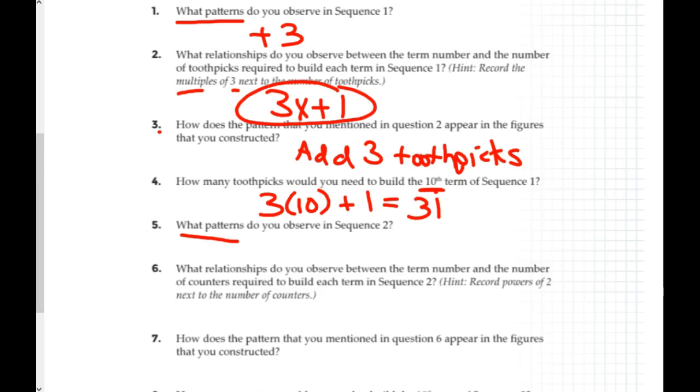All right, what's the pattern for sequence 2? With the counters, what do we do each time? Didn't you fill out the table? What's happening each time to those numbers? All right, multiply by 2. So what relationship do you observe between the term number and the number of counters? Now look at this hint. Powers of 2.